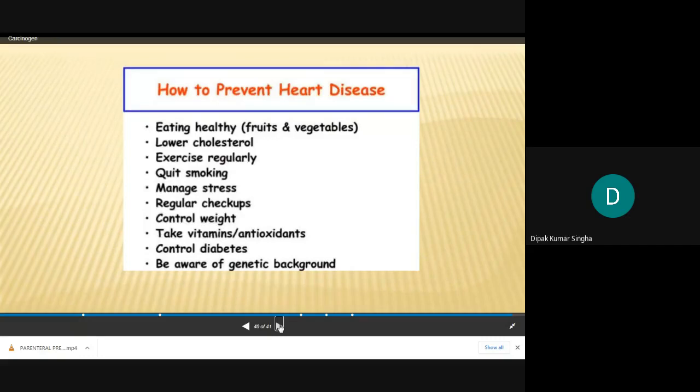How to prevent heart disease, this is not required in this class. To lower the risk of heart disease: eat healthy foods, lower cholesterol, exercise, quit smoking, manage stress, have regular check ups, and control weight. Actually, not only heart disease but also cancer can be prevented. You can control it with healthy habits and lower cholesterol.